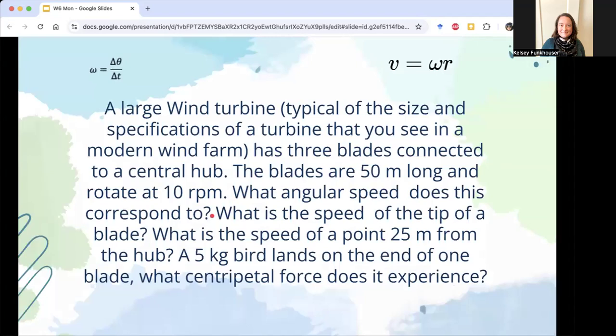Okay, and now we're going to do an example. So I'll read it first. A large wind turbine, typical of the size and specifications of a turbine that you see in a modern wind farm, has 3 blades connected to a central hub. The blades are 50 meters long and rotate at 10 revolutions per minute, RPM. What angular speed does this correspond to? What is the speed of the tip of the blade? What is the speed of a point 25 meters from the hub? And a 5-kilogram bird lands on the end of one blade. What centripetal force does it experience?